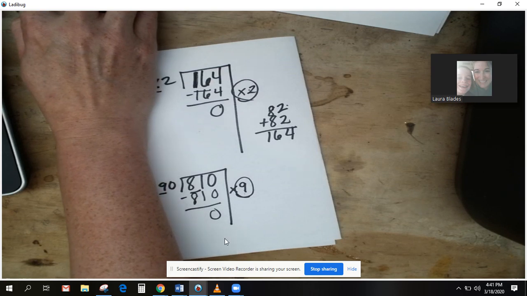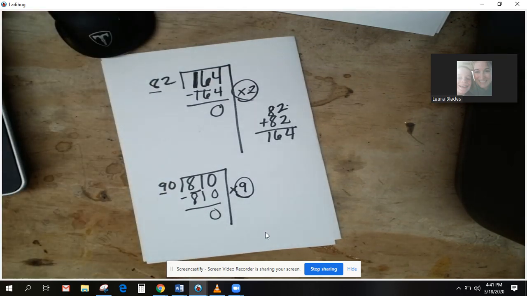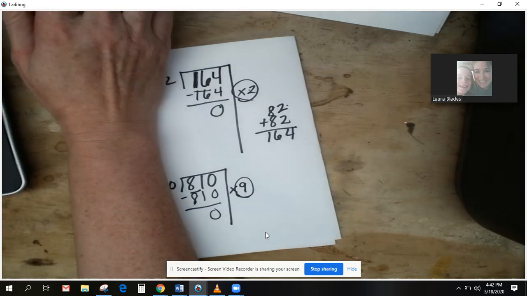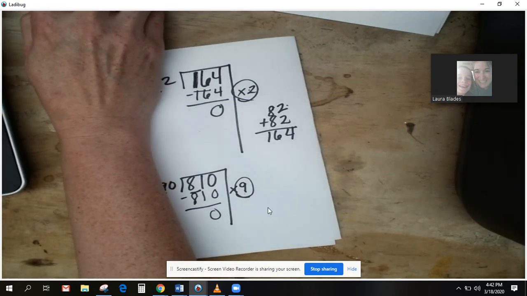And again, if you needed to check it, you can multiply that through. You could do repeated addition with 90 groups of 9 if that helps. So a couple of ways to double check that work.